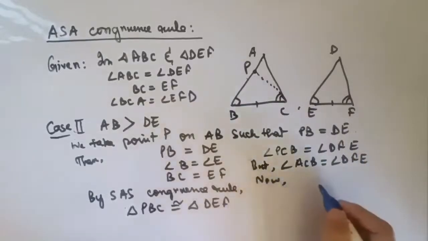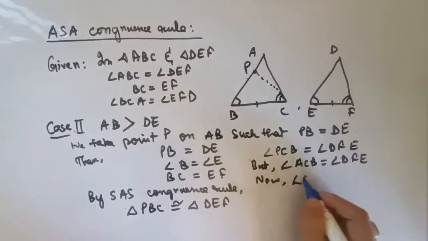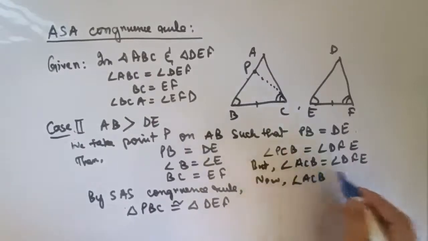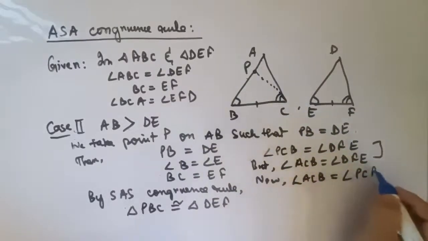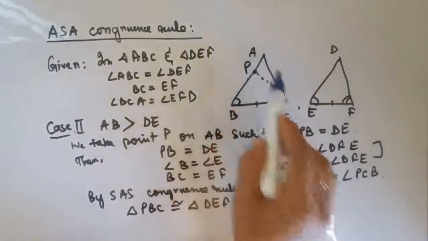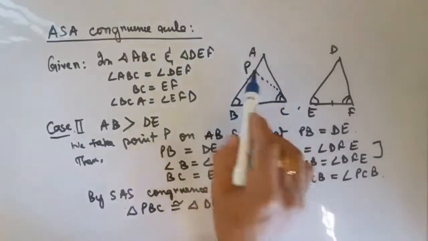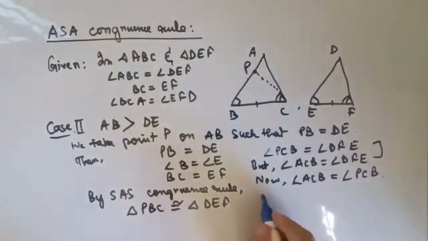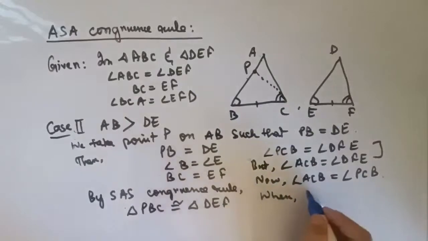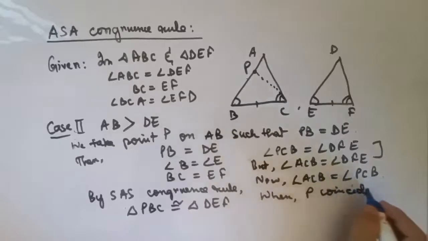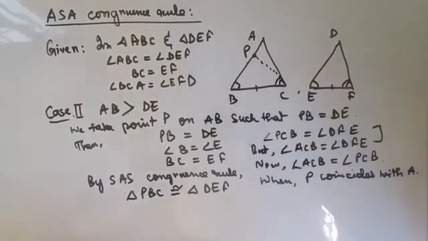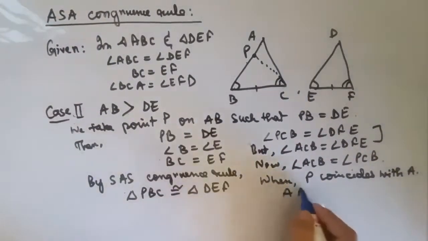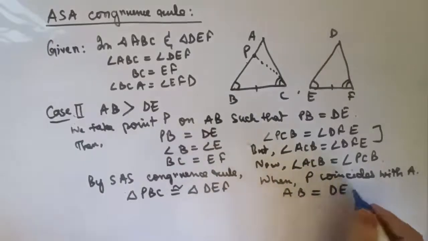Now from these two, angle ACB is equal to angle PCB. Angle ACB is equal to PCB. This is only possible when P coincides with A, or in other words, AB is equal to DE.